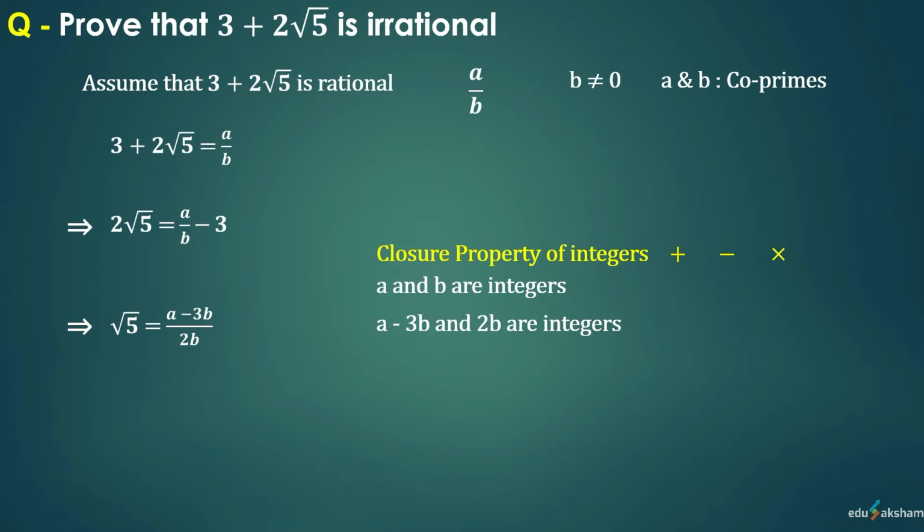So since a and b are integers, a minus 3b, where subtraction and multiplication has been used, and 2b, where multiplication has been used, always gives an integer. Since a minus 3b and 2b are integers, a minus 3b divided by 2b is a rational number. This is because a rational number can be represented as a fraction in which both the numerator and denominator are integers and the denominator is a non-zero integer.